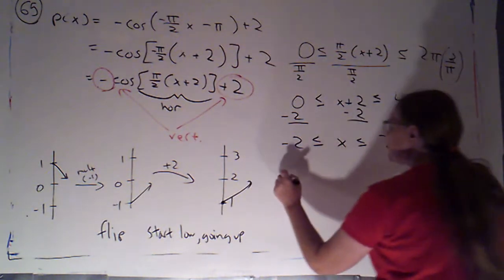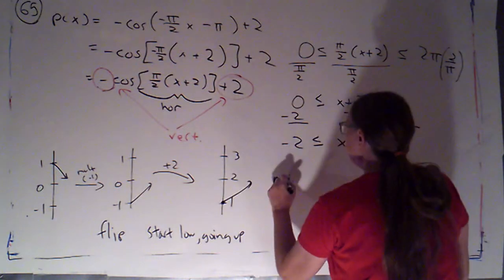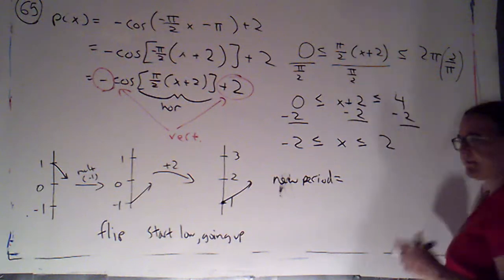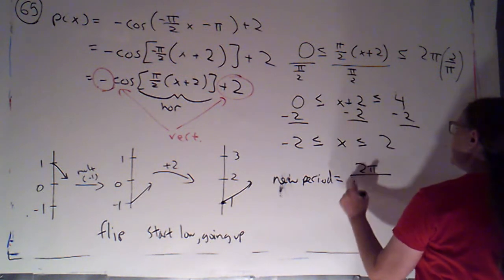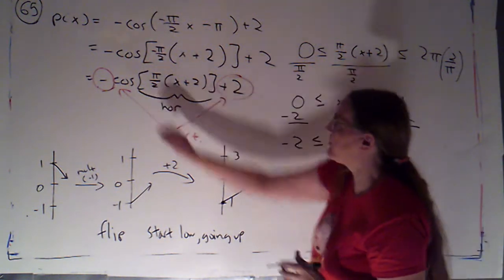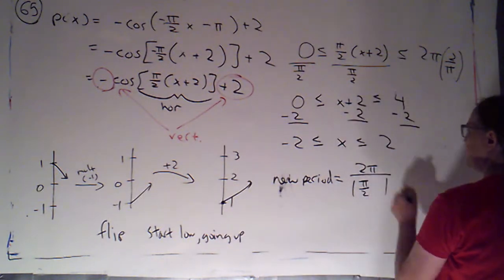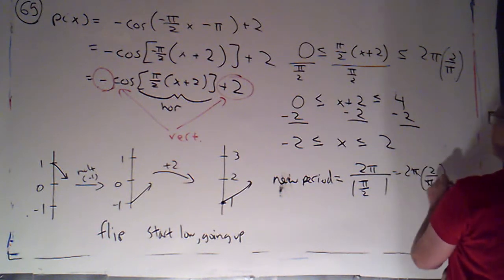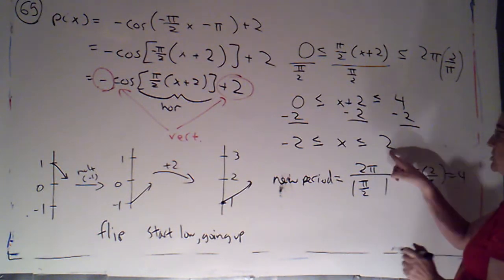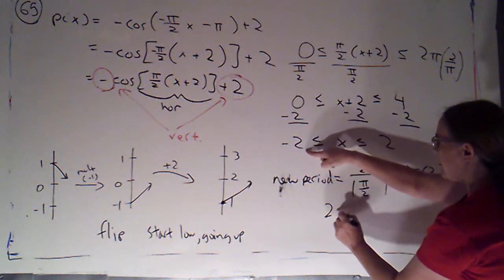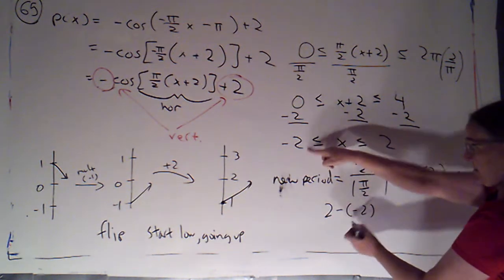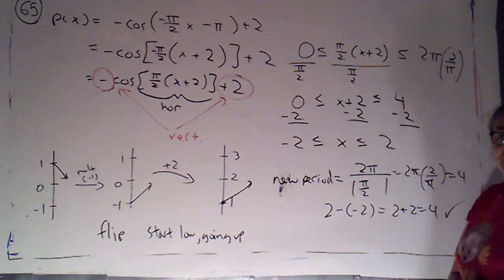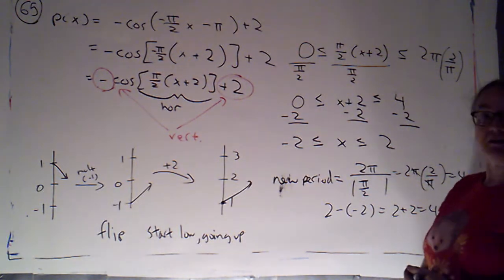All right, so the new period should be, let's calculate it both ways, 2 pi divided by the absolute value of what we were multiplying by, which is pi over 2. That would be 2 pi times 2 over pi. That would be 4. Notice ending point minus a negative 2 starting point becomes 2 plus 2 becomes 4, so that checks. So the new period is 4.